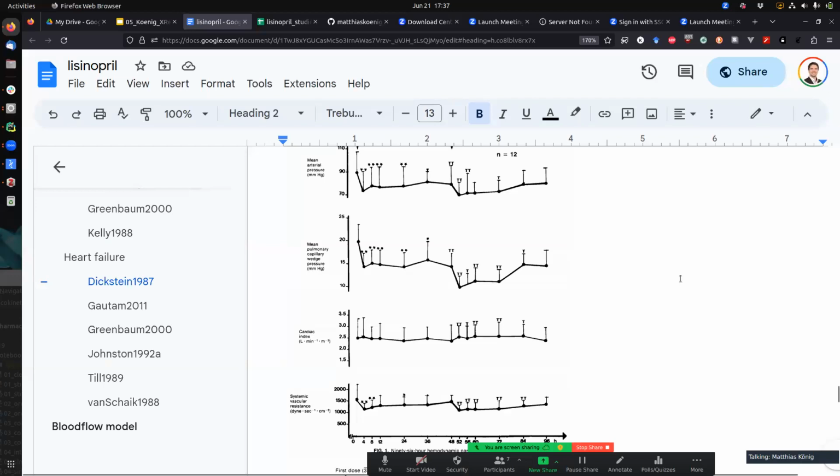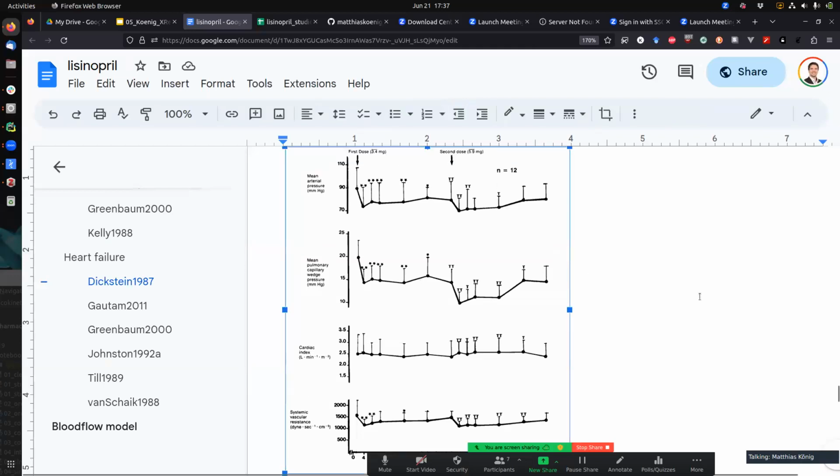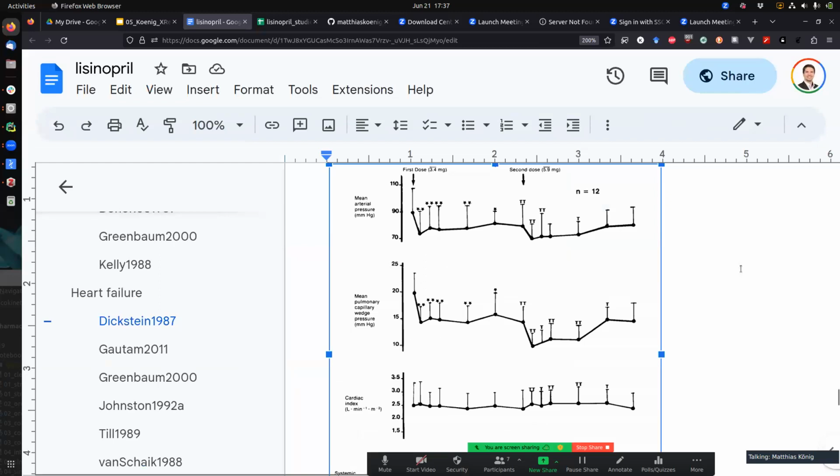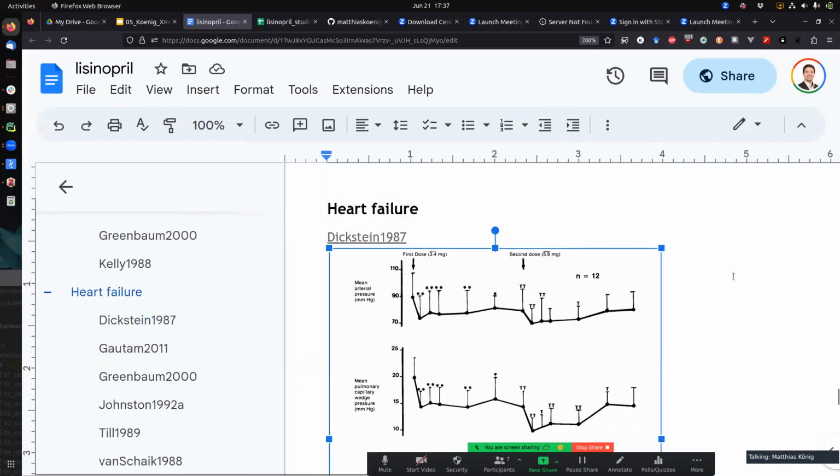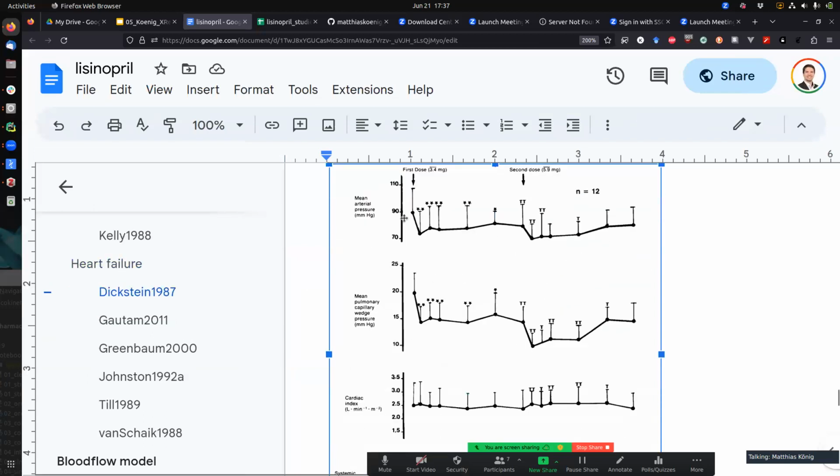There's also some nice data about some pharmacodynamic readouts, like in heart failure. You can see changes in the mean arterial pressure and the pulmonary wedge pressure, and if you get a first dose, then a second dose, we see this stepwise going down. This is always a good sign, when we see stepwise responses and dose dependency. This is a clear effect of the drug.